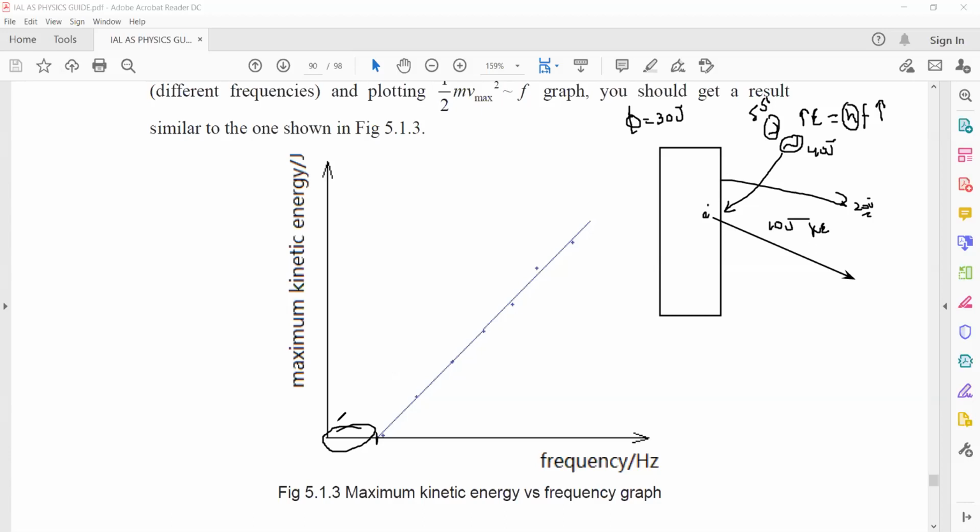But if we use a higher frequency photon, the energy of the photon increases, so the kinetic energy will also increase, and it will be a straight line. But we don't say it is directly proportional. Why? Because it's not a directly proportional relation, since the straight line does not start from the origin. So basically, increasing the frequency of a photon means increasing the energy of a photon, and as we increase the energy of a photon, the kinetic energy of the electron will also increase.